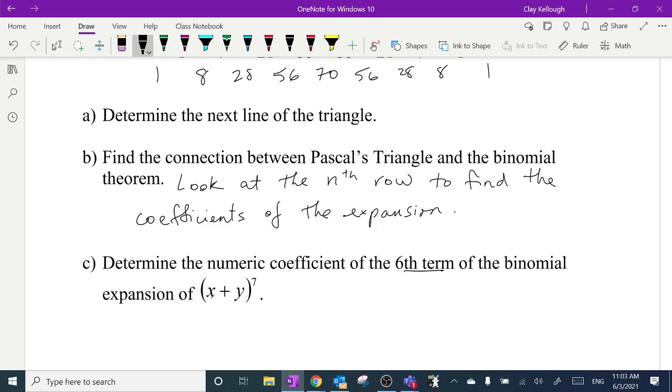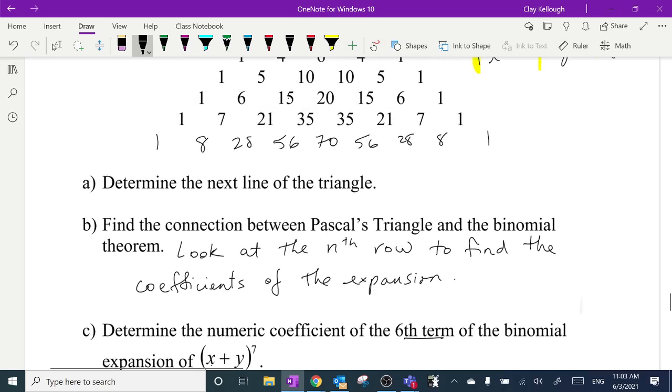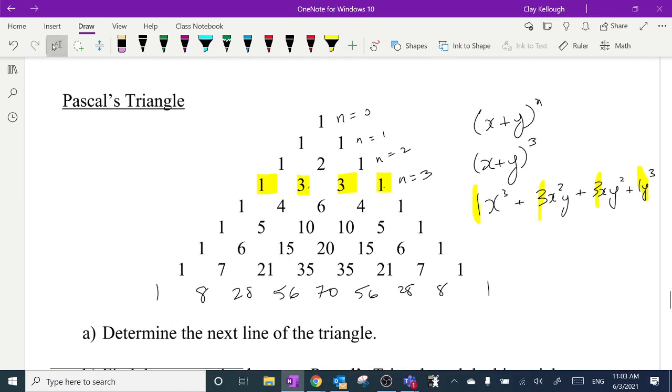If we want x to the power of 7, we have to go to what is essentially the 7th row, and that means I'm counting the first row as row 0. So 0, 1, 2, 3, 4, 5, 6, 7. So it's this row here. I'm going to highlight it. So it's this row here, right?